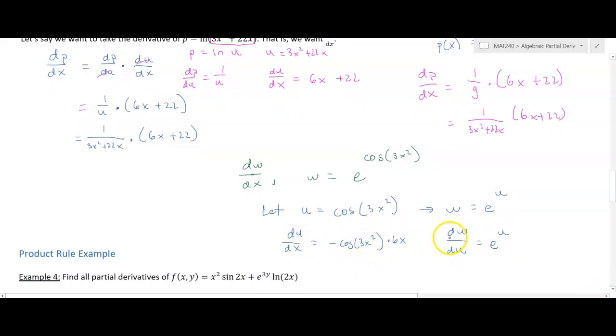So in this case, we notice that if we multiply dw du by du dx, once again the du's cancel, I get dw dx, and the product of those two functions is negative sine of 3x squared times 6x times e to the u, where u is the cosine of 3x squared.